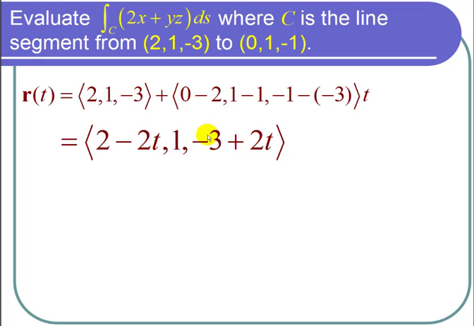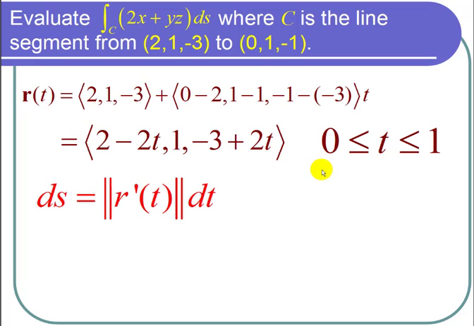And recall that when we parameterize in this way, t goes from 0 to 1. That's because when t equals 0, the second part goes away, and we're at the initial point like we want to be. And when t equals 1, we are adding these two vectors. Notice that the second vector is found by taking the second point and subtracting the first point. So if you take the first point plus the second point minus the first point, you get the second point. So at t equals 1, we're at the point (0, 1, -1), where we want to be.